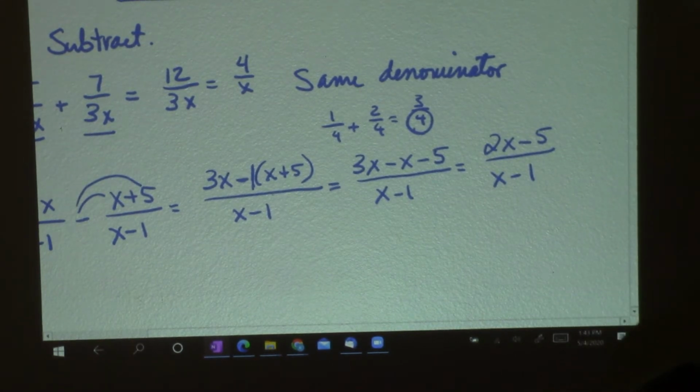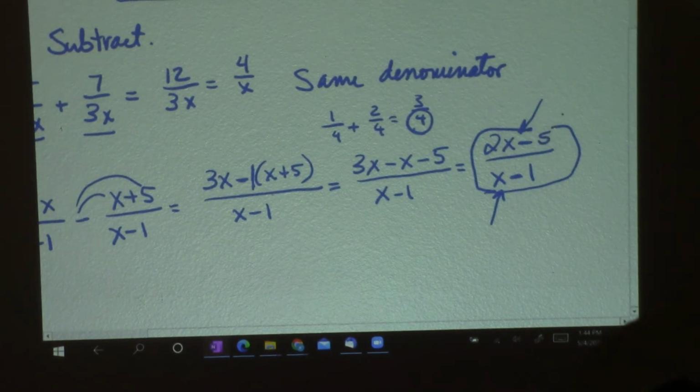Now remember, when we are simplifying, you cannot cross out your x's here because I have a minus between the two terms. It's not multiplication and it's not division. So be very careful. You are finished. This is the answer. Now my 5 is all whacked. There we go.